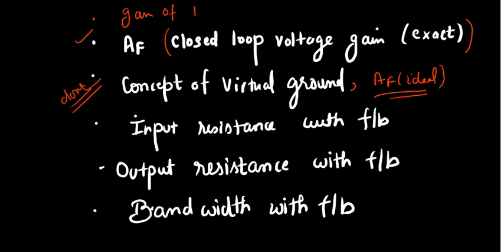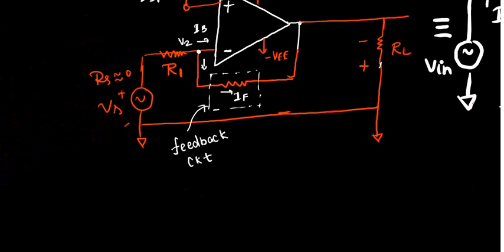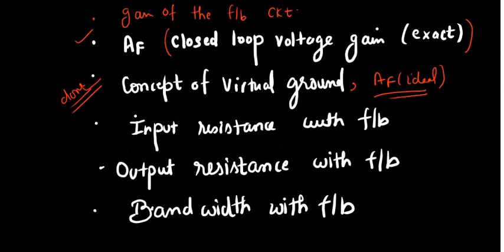So it is quite easy. Just read the book. What is the feedback? VF, and this is your V0. There will be some voltage drop here. And you have to evaluate what is the relation between them. So you have to see the gain of the feedback circuit is VF by V0. This you have to do.